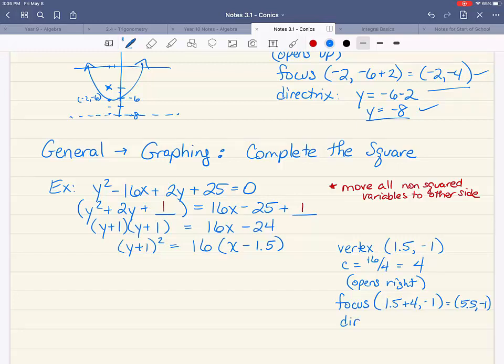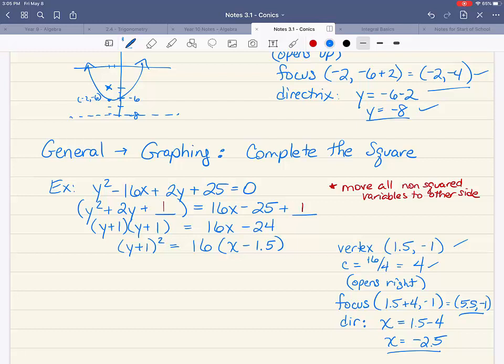The directrix, because x changed, it's an x equals line. It's going to be the 1.5 minus 4, which is negative 2.5. So here's my directrix, here's my focus, here's my focal length, here's my vertex. And we found everything we needed to find.